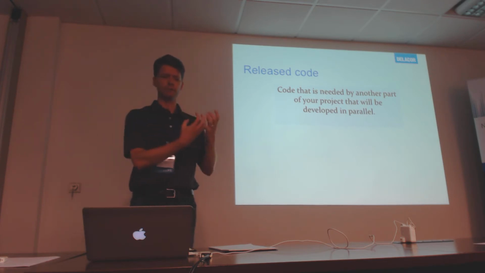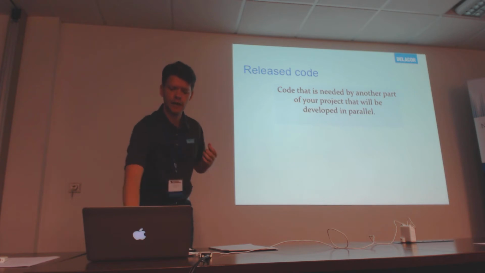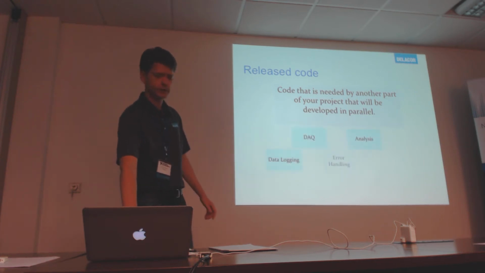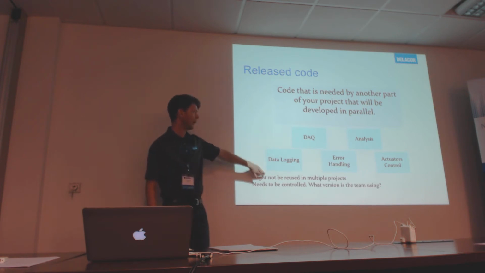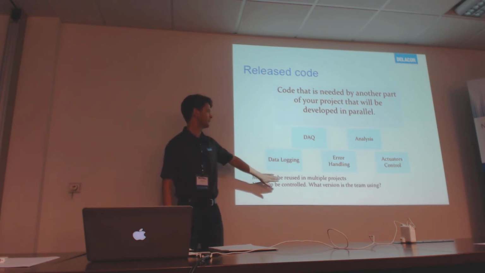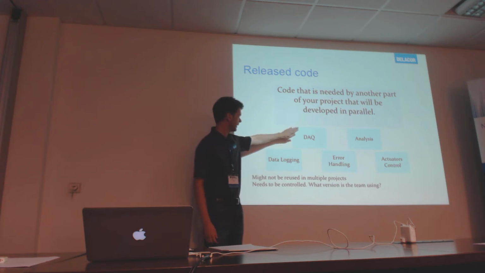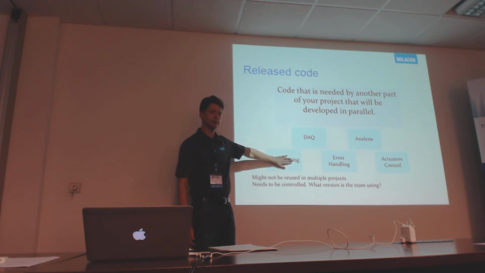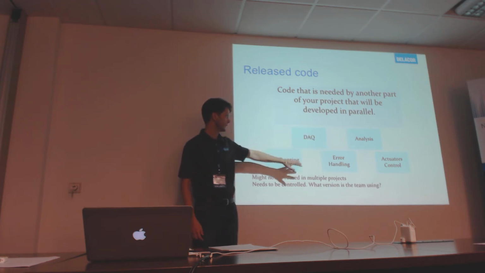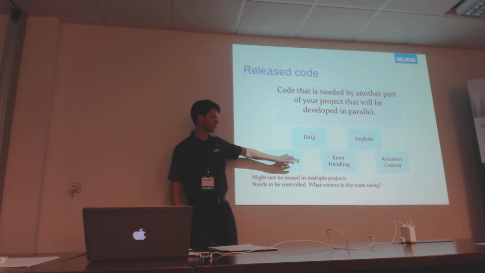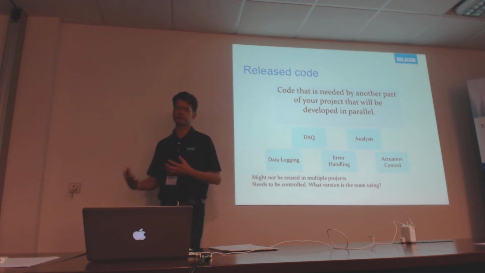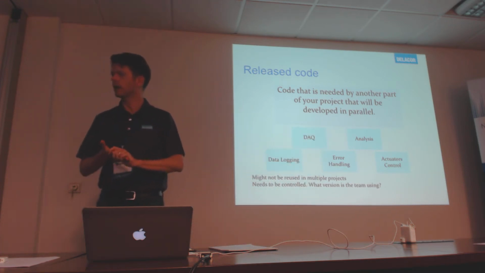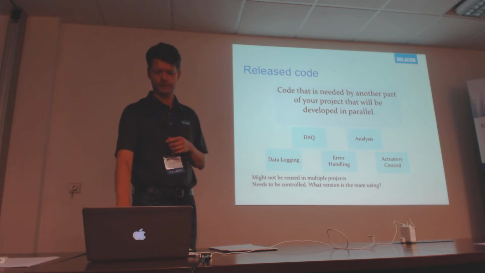Okay, so my project that I'm working on, I might be working on, for example, the data acquisition part or the analysis part, and it might not be reused in multiple projects, but it needs to be controlled. So say, for example, I'm writing the data logging part of a project, I need to release that to the other members of the team so that they can build the data logging functionality, its API, into the other parts of the application. So I'm talking about code that we're releasing internally.